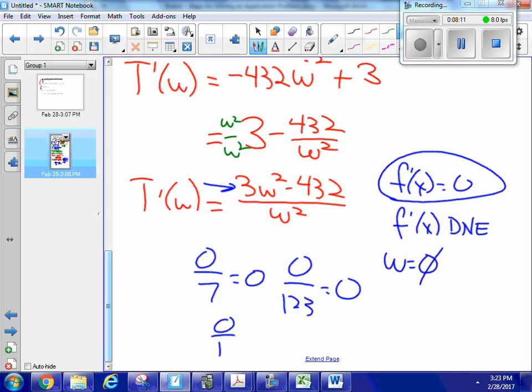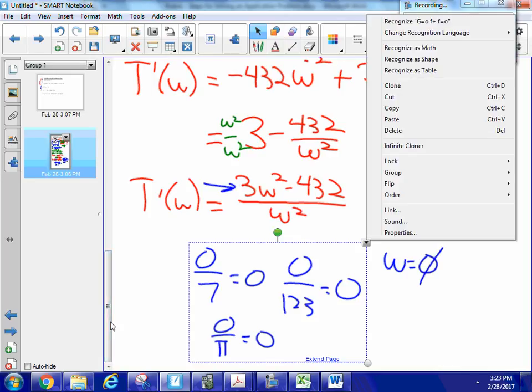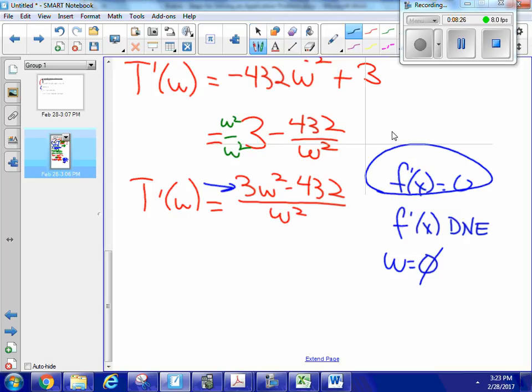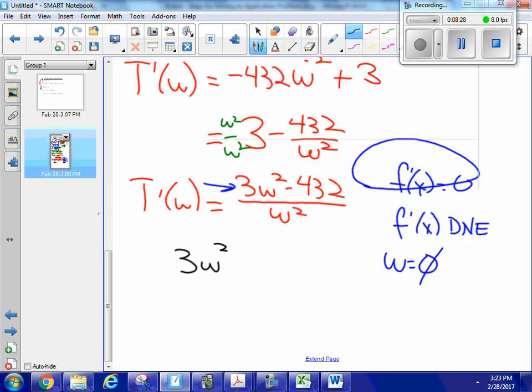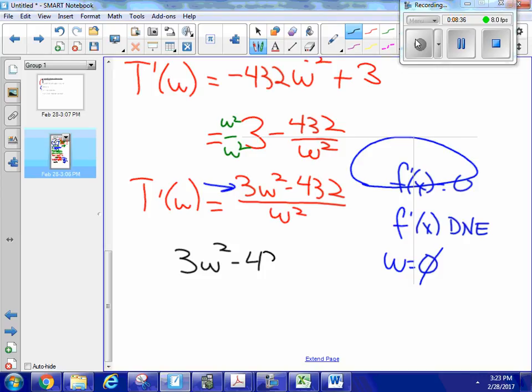0 divided by pi equals 0. Anything into 0 is equal to 0. So I need to find out what makes that equal to 0. So I'm going to set 3W squared minus 432 equal to 0.